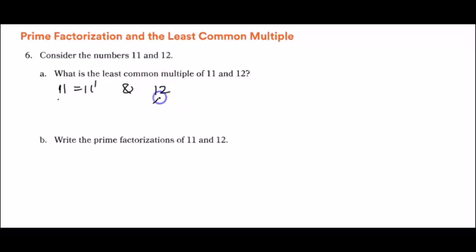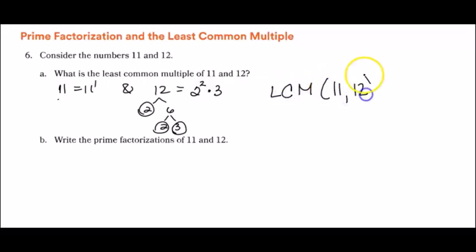And 12 is 2 times 6, which is 2 times 3. So the prime factors of 12 are 2 squared times 3, which means the lowest common multiple of 11 and 12 is going to be each base. So we have 2, 3, and 11.